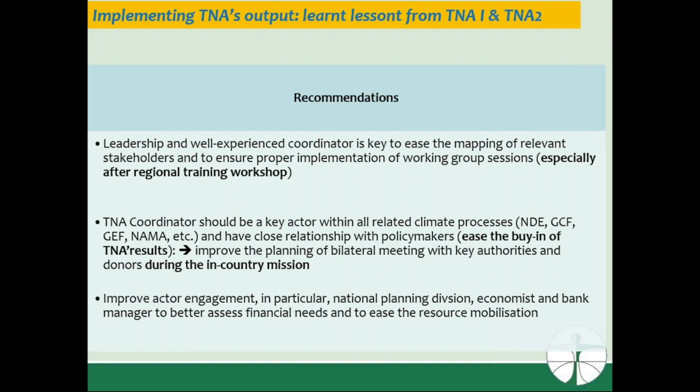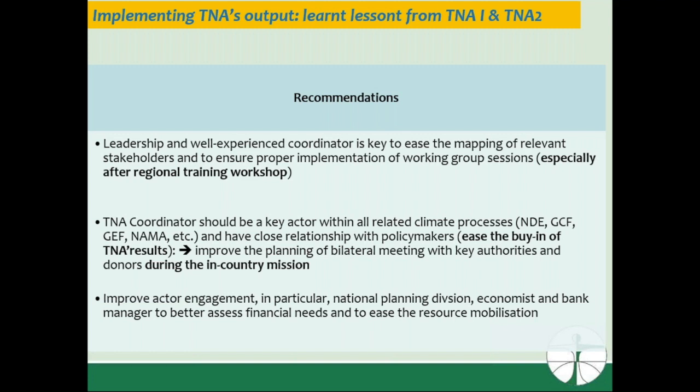So these are things that can be well integrated and mainstreamed into the other processes if the TNA teams, coordinated by the coordinator, are engaged in this process and have a key relationship with it. But last but not least, what we have also learned is that the early engagement of the national planning division, economists, or bank managers can help to better assess the financial needs and ease resource mobilization.